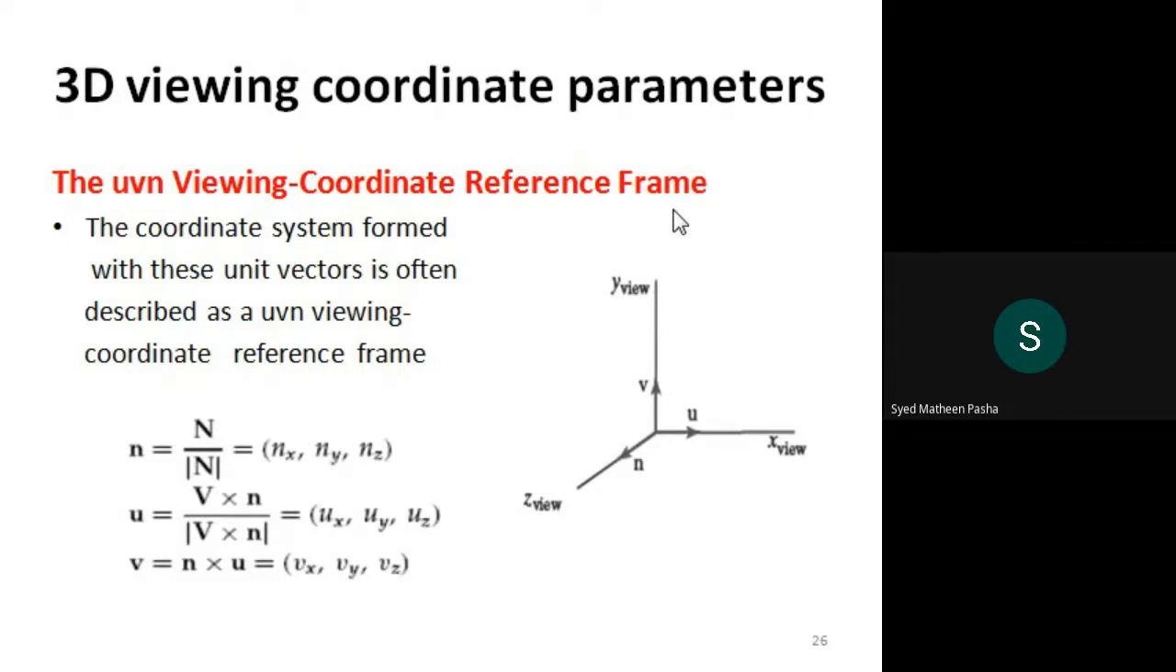If the question arises for 8 marks, explain the 3D viewing coordinate parameters, you need to explain all the 9 parameters as well.